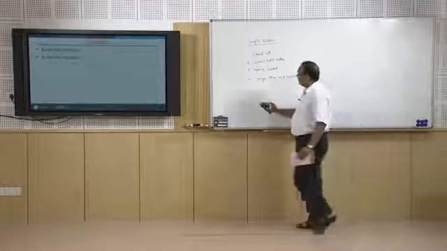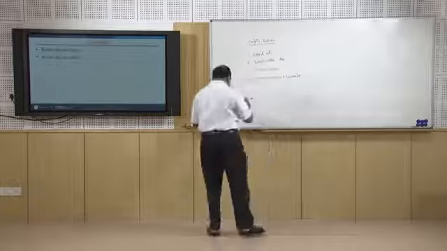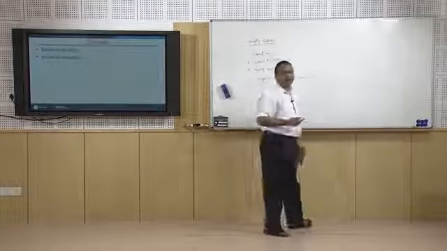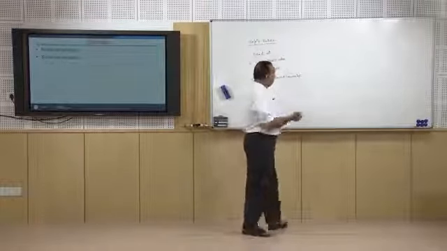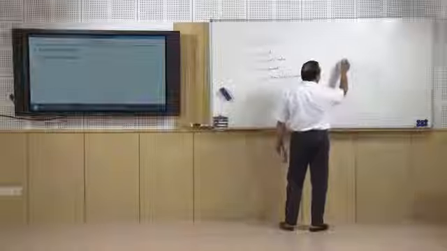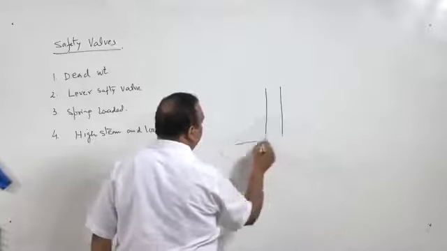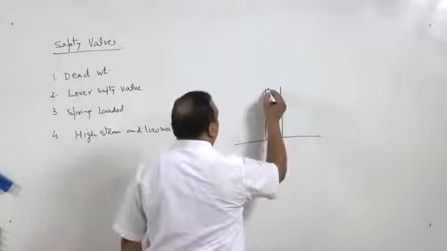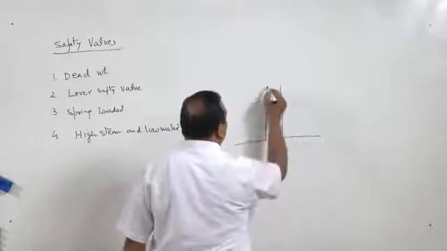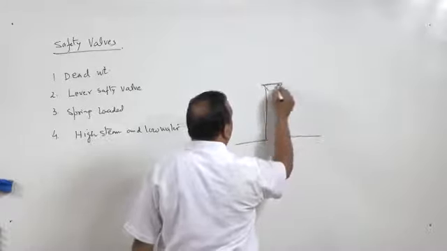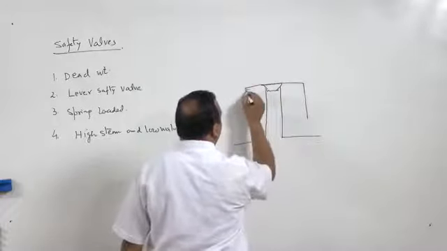Now, the dead weight safety valve, as it implies from the name itself, consists of dead weights. Suppose there is a passage of steam and this is connected to the boiler shell. Through this passage the steam is coming, and there is a closing arrangement for this and there is a housing.